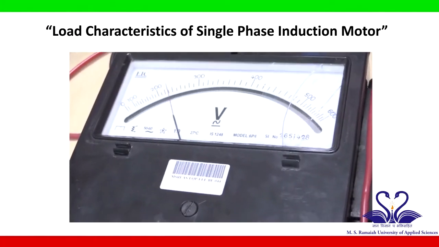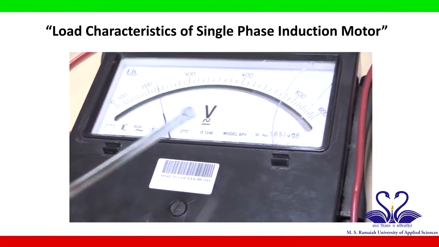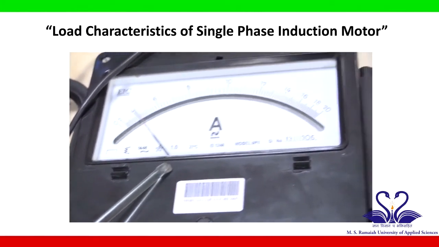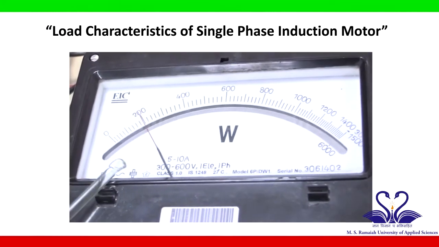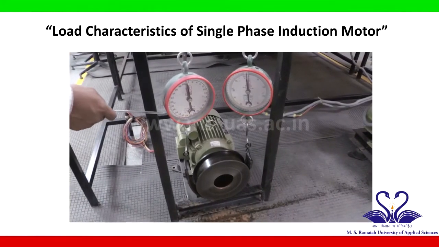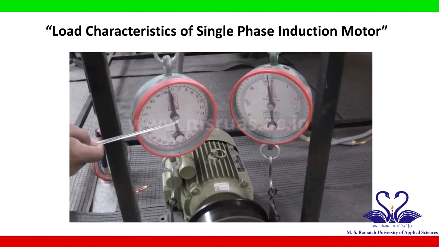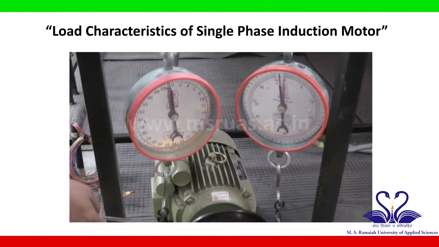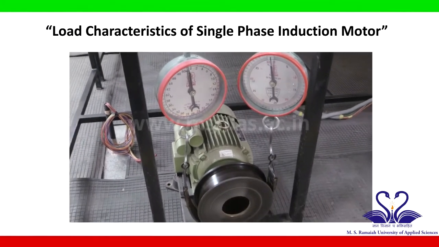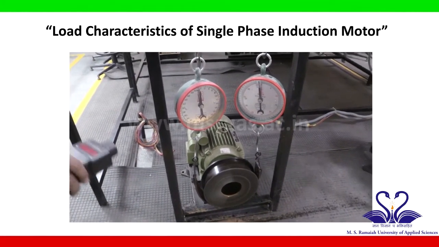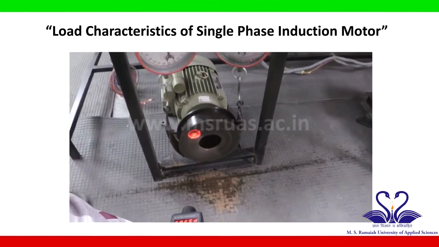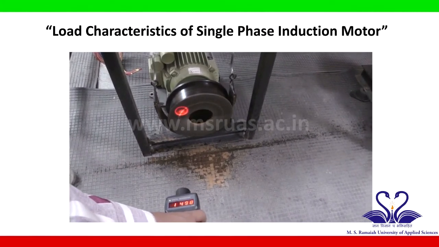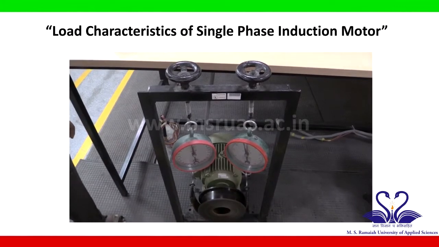Now note down the readings of voltmeter. Now it is showing 230 volts, and ammeter it is showing 4.2 amperes, and wattmeter it is showing 200 watts. Now note down the spring balance reading, that is S1 and S2, and here both are showing 0. Why? Because here the motor is under no load position. Now measure the speed with the help of the digital tachometer. Now it is showing 1498 RPM. Now we have taken the readings under no load condition.